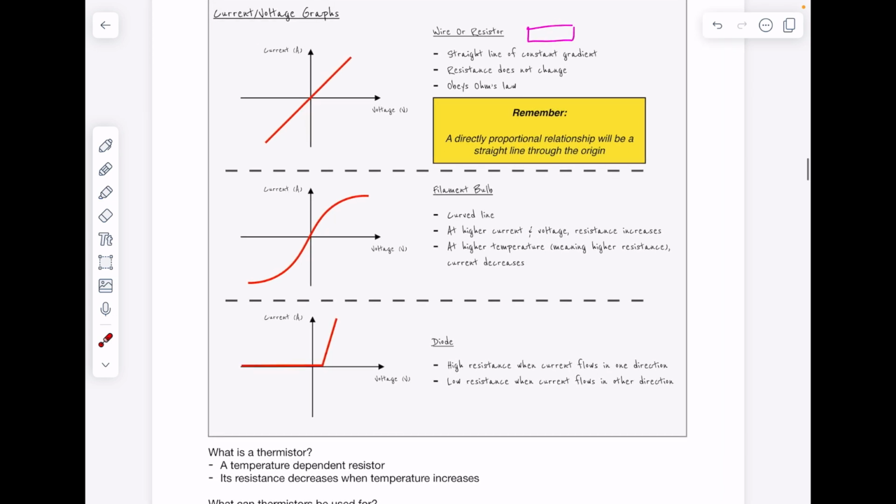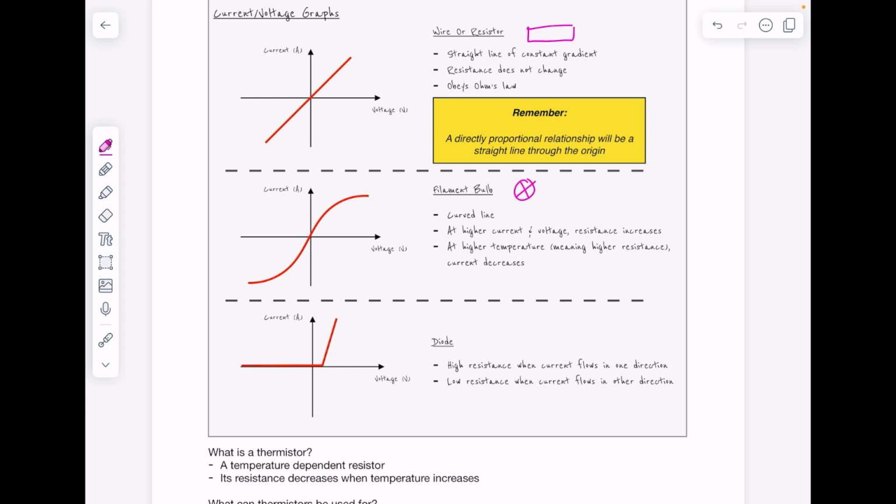As we move down to our filament bulb, our lamp, we have a characteristic sigmoidal graph shape. So we can clearly see that current and potential difference are not directly proportional. We have a curved line where at higher currents and higher potential differences, the resistance increases. And clearly this is not obeying Ohm's law. Part of the reason for this relationship is at higher currents we get a heating effect in the filament bulb, which increases the resistance of that bulb.